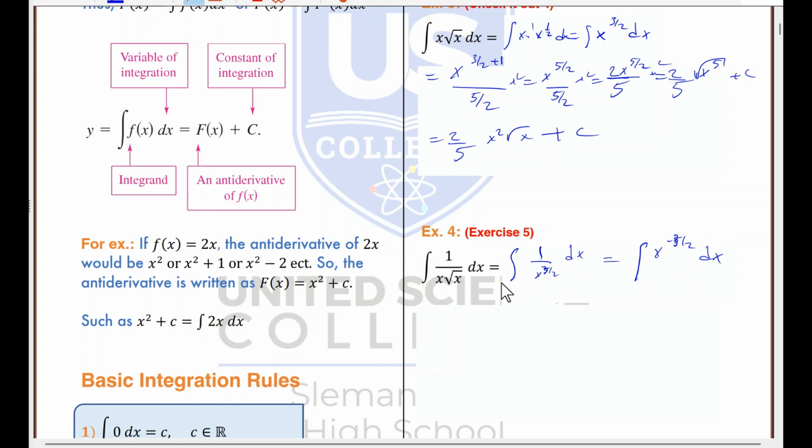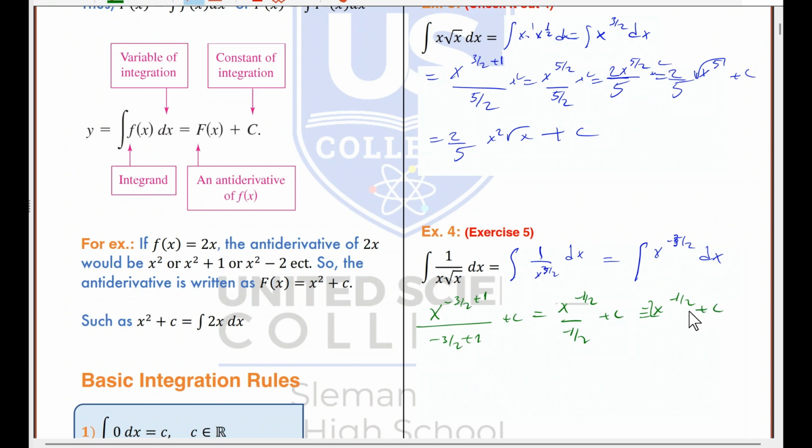We are going to take its integration. Let me use another color. Okay, now increase the power by 1. Negative 3 over 2 plus 1 over negative 3 over 2 plus 1 plus c, of course, equals x to the negative 3 over 2 plus 1 is negative 1 over 2 over negative 1 over 2. Let's get rid of this fraction from the bottom by flipping this, negative 2 in front plus c.